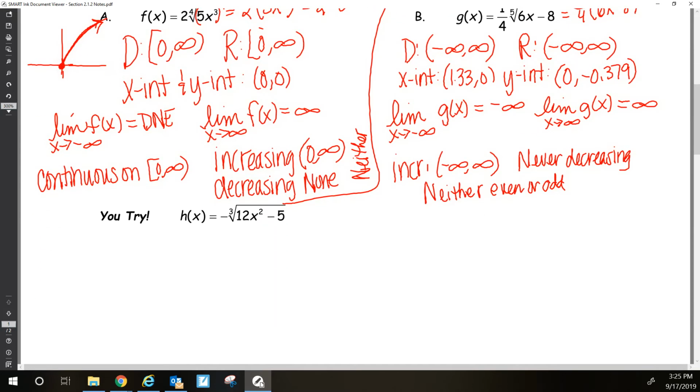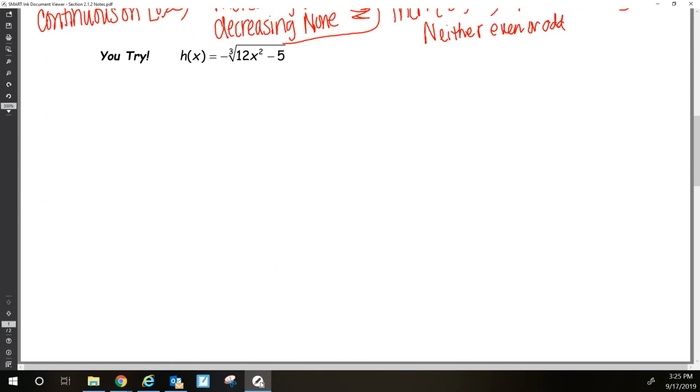All right, go ahead and pause your video. See if you can figure out what h of x looks like. Check it on Desmos, and then come back. All right, here we go, h of x. The first thing I want to do is put it in, oops, I need a negative sign, exponential form. So 12x squared minus 5 to the 1/3. My knee-jerk reaction is to say, oh, it's a cubic. It should look something like this.